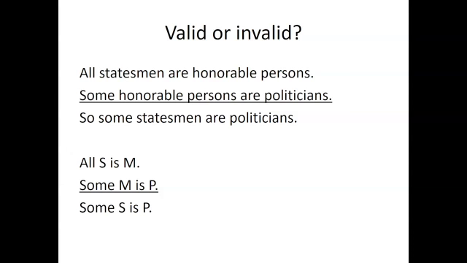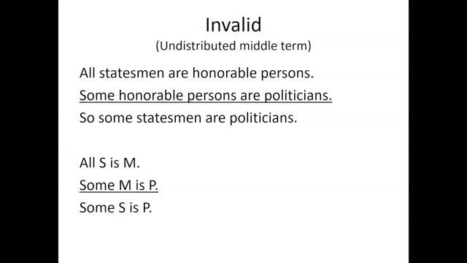And so the middle term is not distributed in the premises here at all, in neither of the premises. And the rule says that the middle term must be distributed in at least one of the premises. And so this argument fails to meet that rule, and so it's invalid because of an undistributed middle term. Okay?